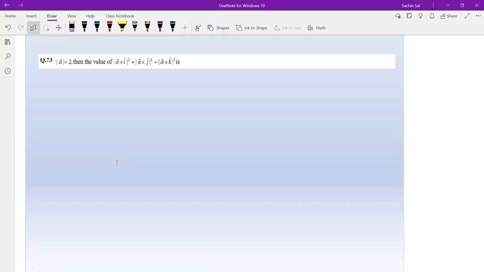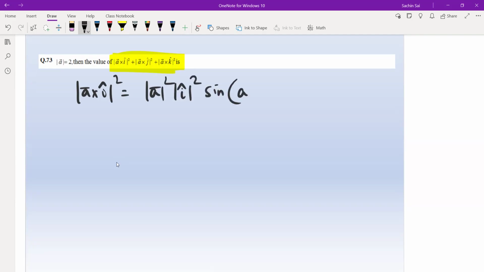Question 73. Modulus A equals to within the value of modulus of A cross I whole square plus modulus of A cross J whole square plus modulus of A cross K whole square. So this is one of the many ways to answer this question. In fact, it's actually a very useful result to remember, but we'll be discussing that solution here, not the result itself. So modulus of A cross I cap whole square is modulus of A cap whole square, modulus of I cap whole square into sine square of the angle between A bar and I cap.